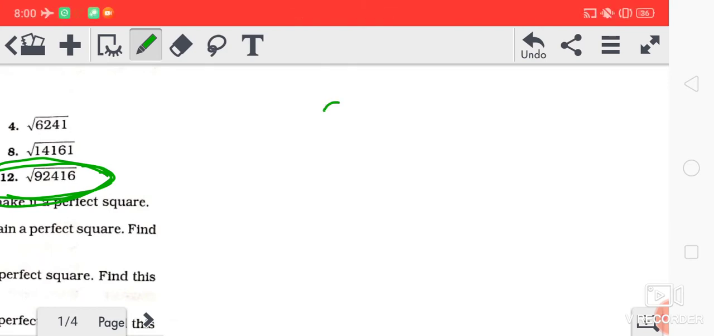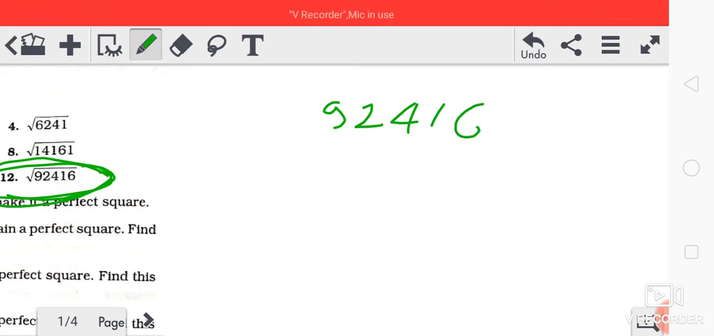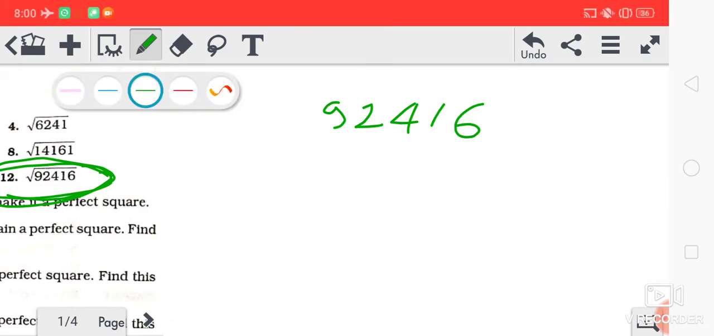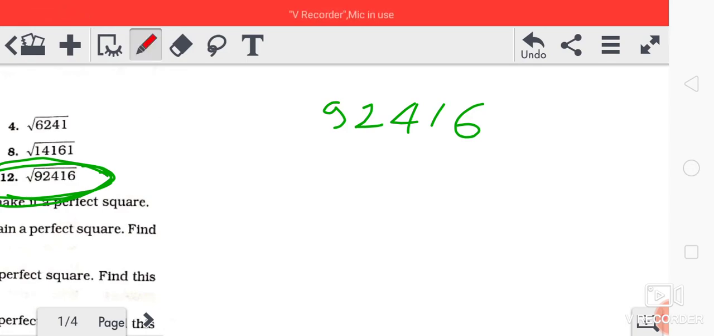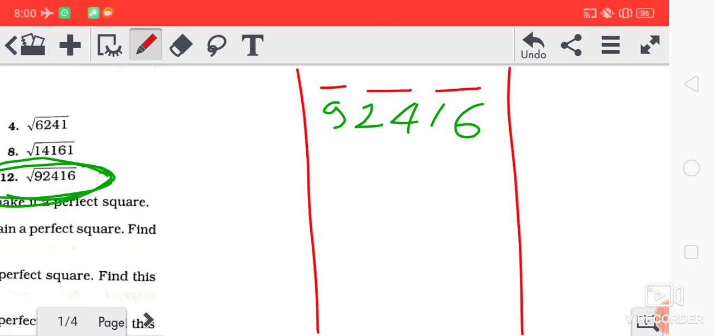First of all, we'll write 92,416. Now what is our next step? We have to make the pair. So 2-digit pair from the right side: 16, then 24, and 9 is left alone. So 9 we will take alone. Now start the process.